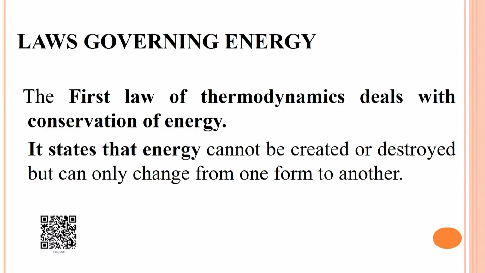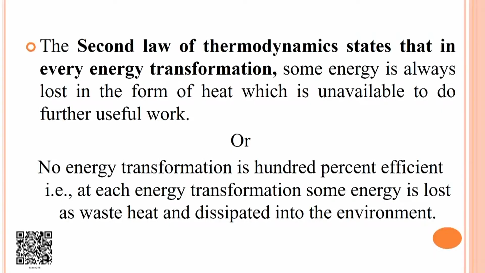The first law of thermodynamics deals with the conservation of energy, and this law states that energy cannot be created or destroyed, but can only change from one form to another. The second law of thermodynamics says that in every energy transformation, some energy is always lost in the form of heat, which is unavailable to do further useful work. We can say no energy transformation is 100% efficient. It means that at each energy transformation some energy is lost as waste heat and dissipated into the environment.